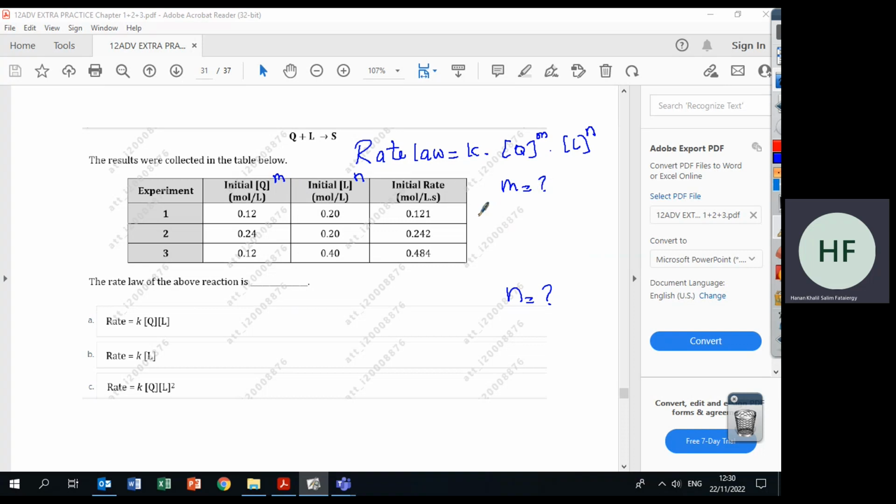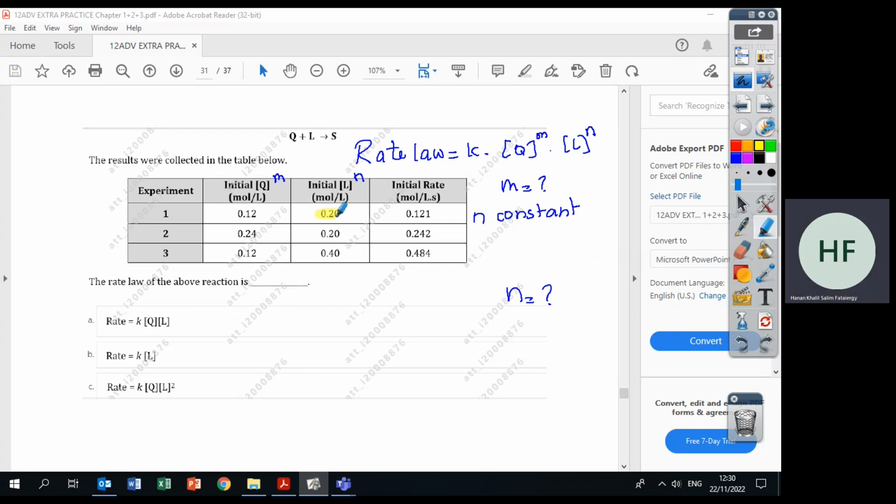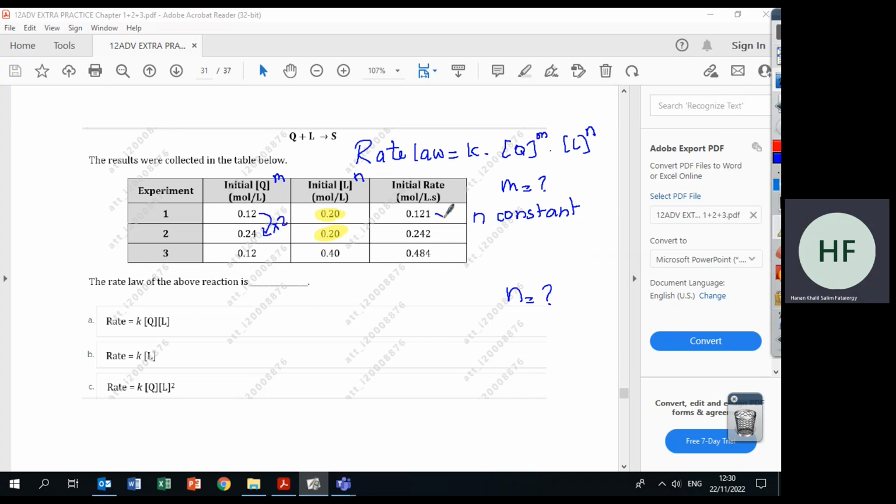When I'm finding M, okay, M is here and N is here. So when I'm calculating M, N should be constant. In which experiment is N constant? N is constant in this experiment and this experiment. Now what happened here? This is times 2. And what happened here? Times 2. 2 power M equals 2. Again, 2 power M equals 2. So how much is M? M is 1.